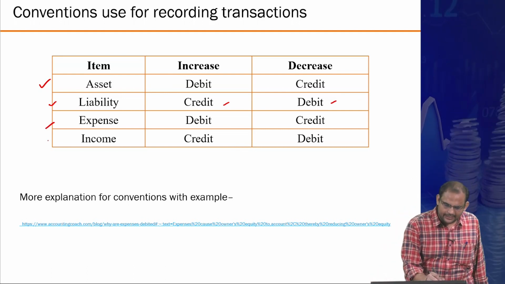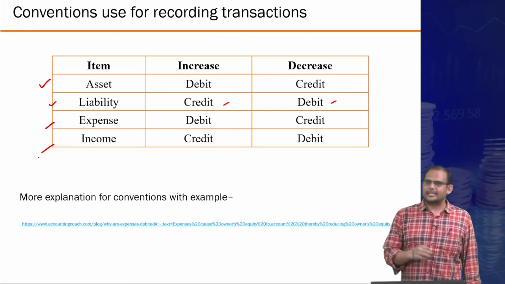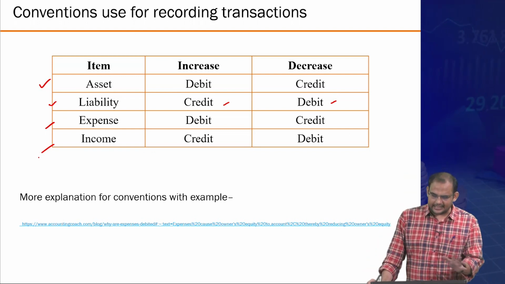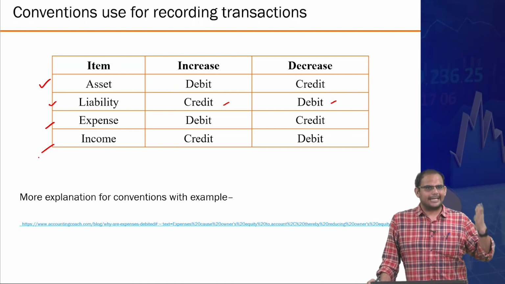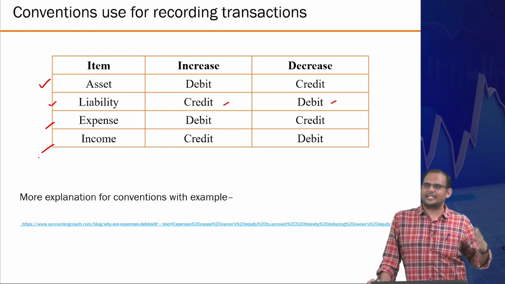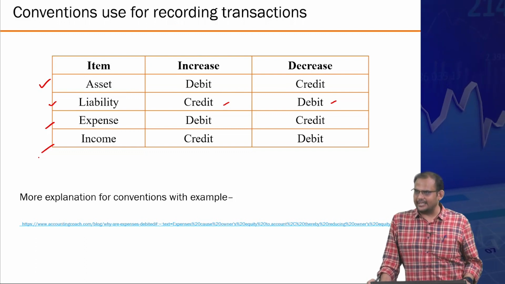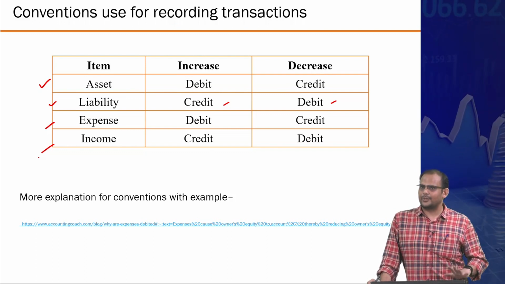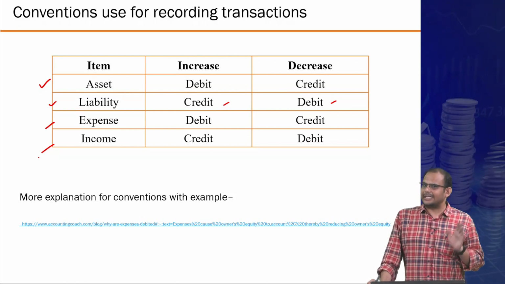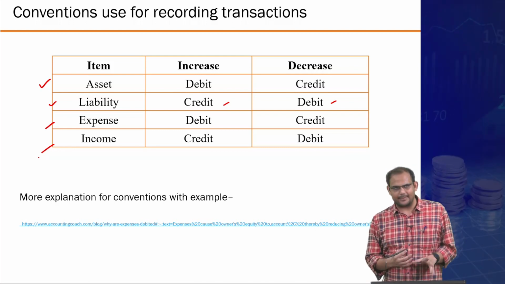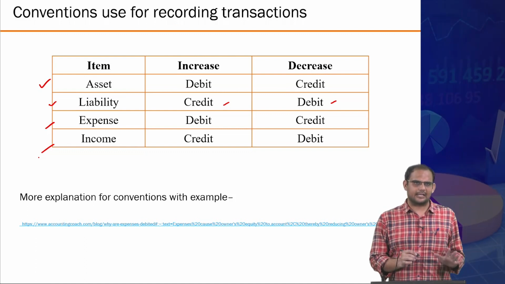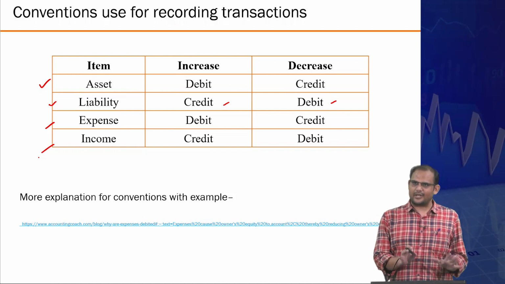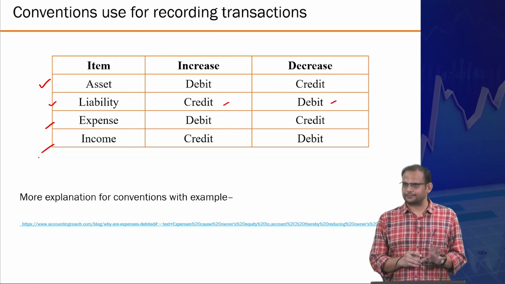And then we had expenses and income, and this is what I was explaining. Increase in expenses goes to the debit side, decrease in expenses goes to the credit side, increase in income goes to the credit side, and decrease in income goes to the debit side. Any questions in this part? This is where we left the last class. Is this convention clear to you now?